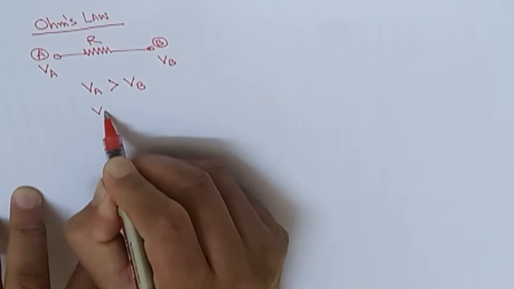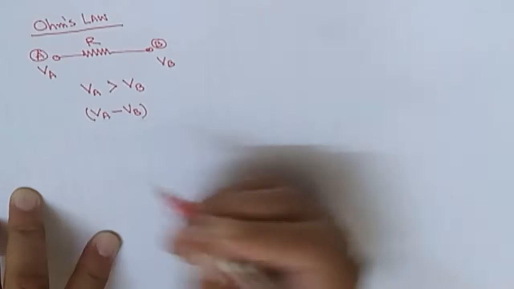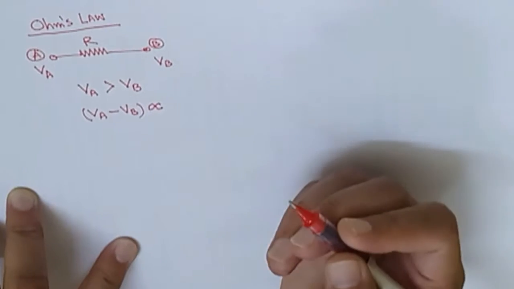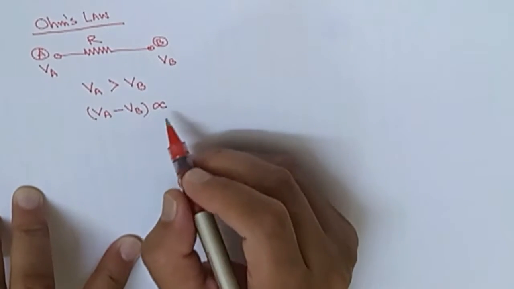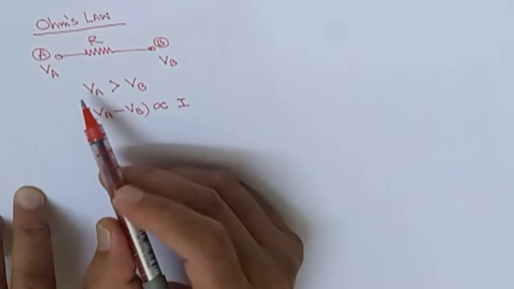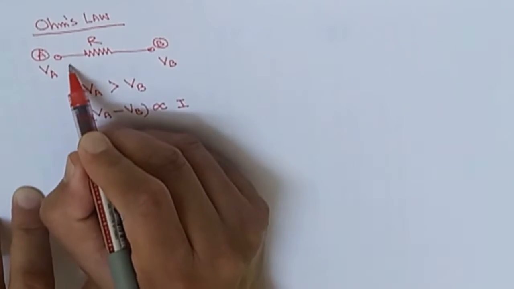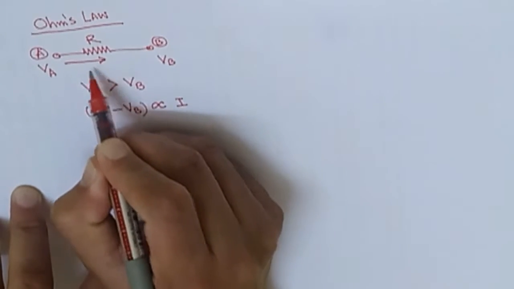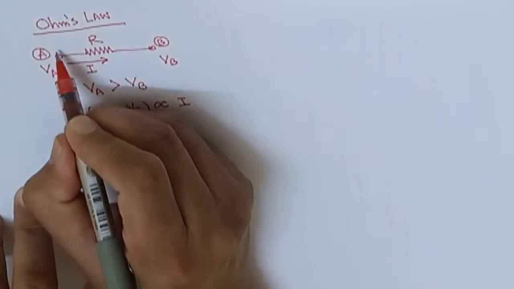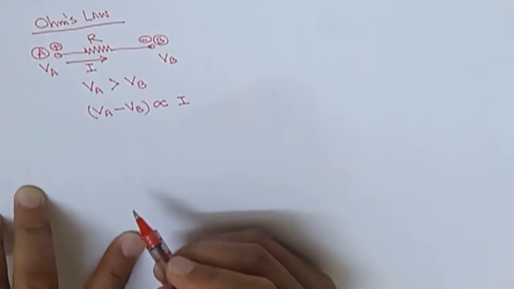So we can consider the voltage difference, that is VA minus VB. As per Ohm's law, this is directly proportional to the current passing through this resistance. Obviously, if point A is the higher potential and point B is the lower potential, the current will flow from higher potential to lower potential. So this is the current I, and in electrical engineering we consider this side as plus and this one as minus. So these are the basic things.